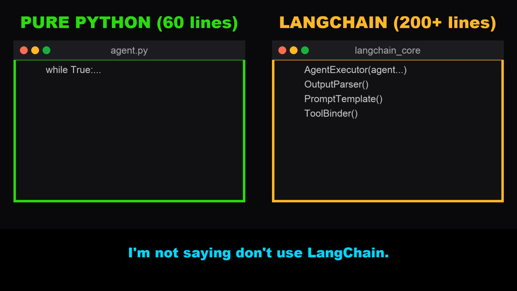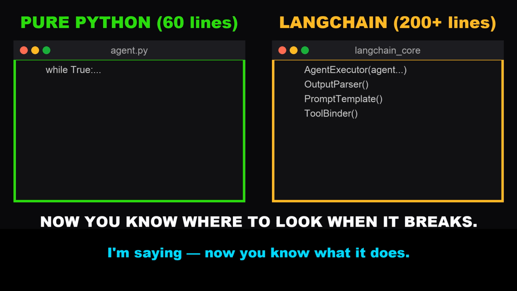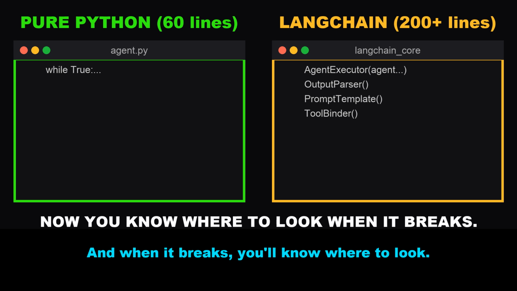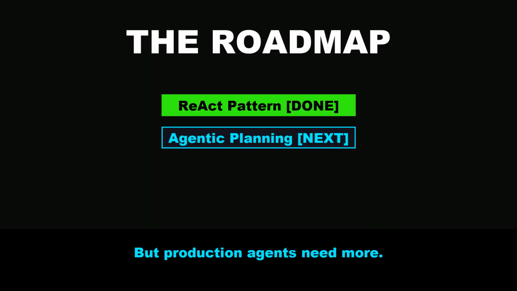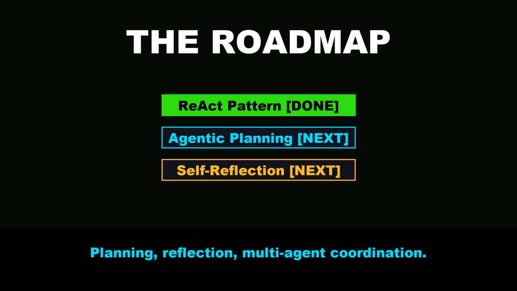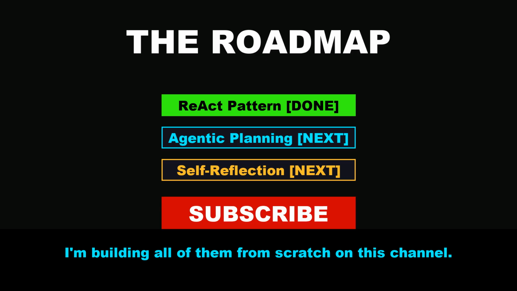I'm not saying don't use LangChain. I'm saying, now you know what it does. And when it breaks, you'll know where to look. This is the ReAct pattern. It's the foundation. But production agents need more. Planning, reflection, multi-agent coordination. I'm building all of them from scratch on this channel.